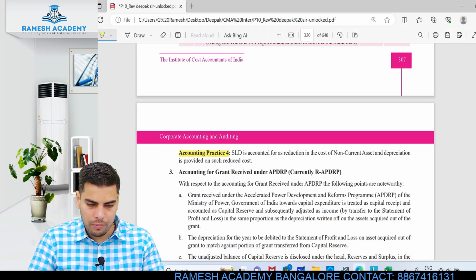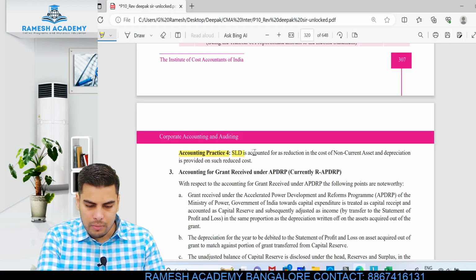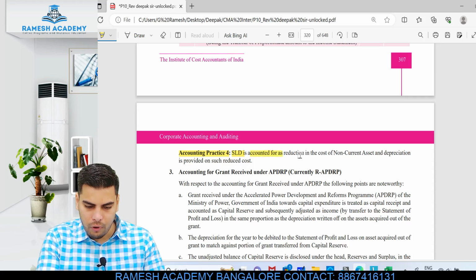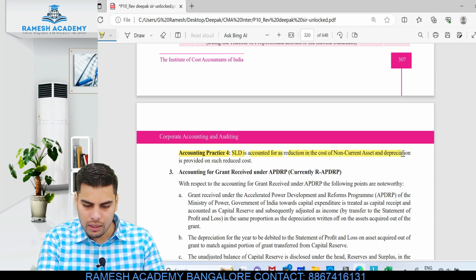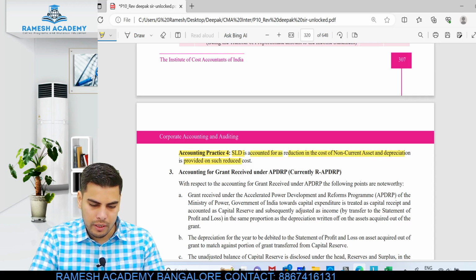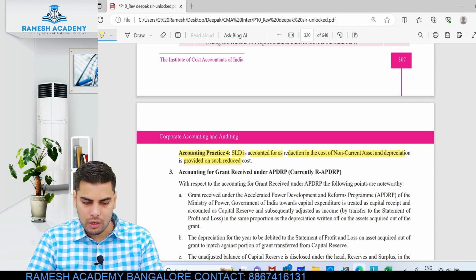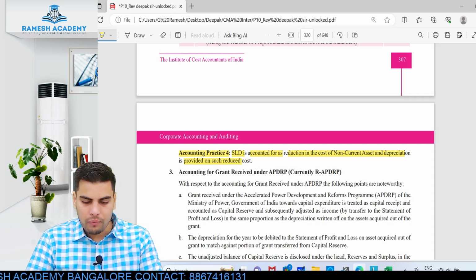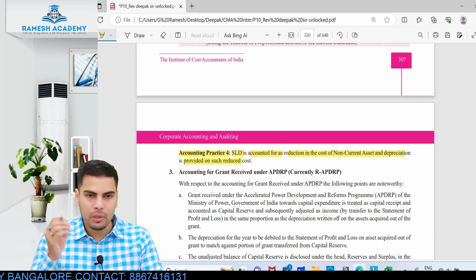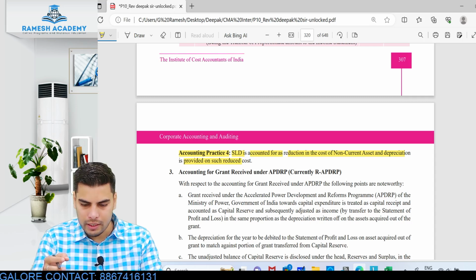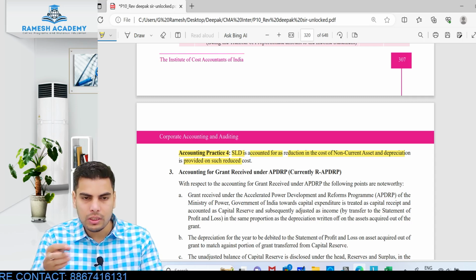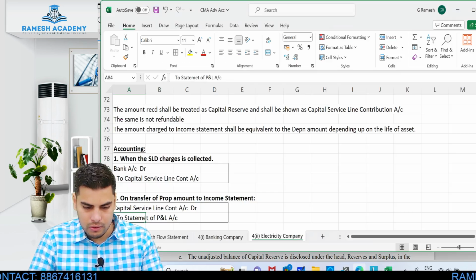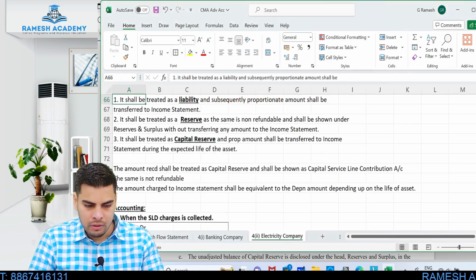The fourth one would be what? Security line cum development is accounted for as reduction in the cost of non-current asset and depreciation is provided on such reduced cost. Okay, so what are they telling? So this particular amount is accounted for as reduction in the cost of non-current asset. From the non-current asset this amount will get deducted and depreciation is provided on such reduced cost. Okay, so the fourth practice.